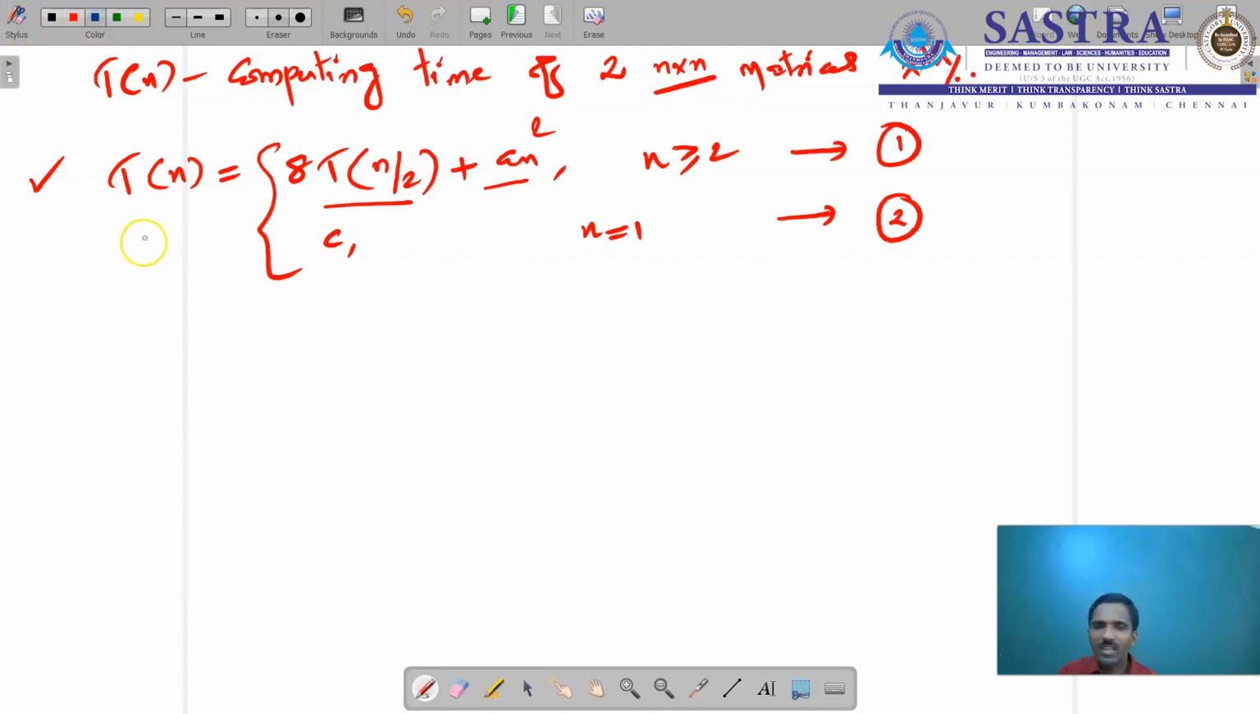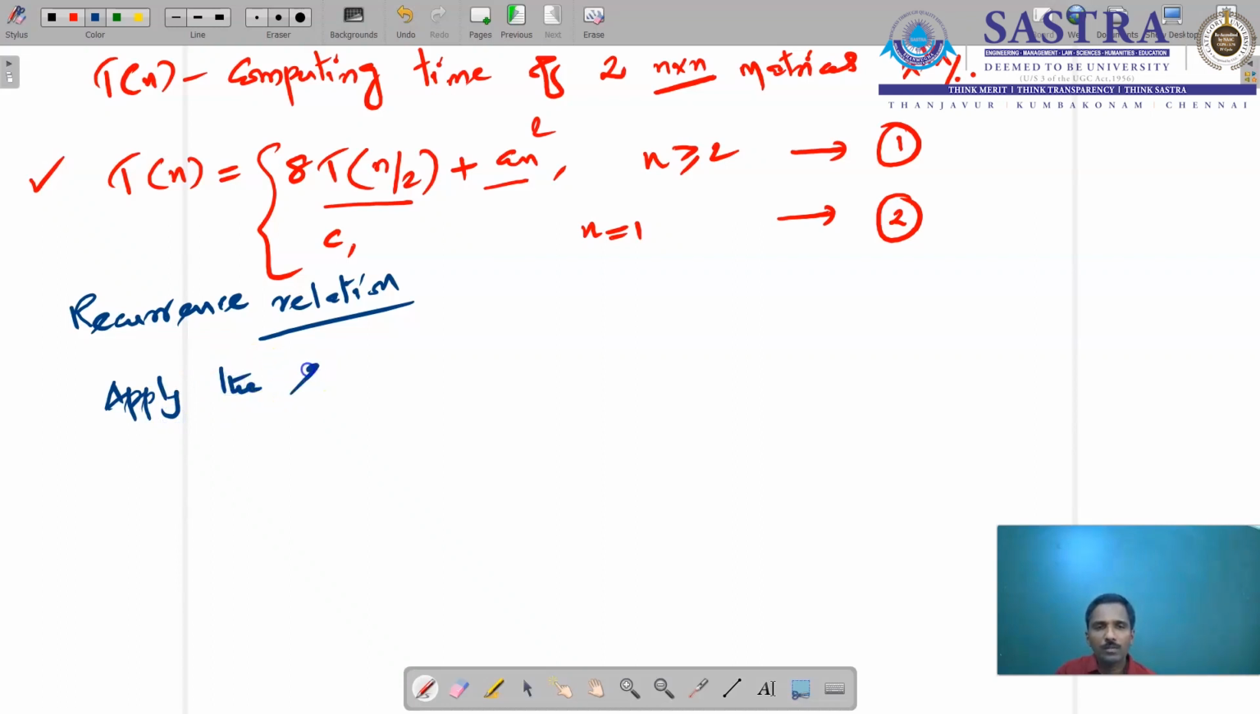Now this is the recurrence relation. This recurrence relation is solved by applying the substitution method. Now let's apply the substitution method.